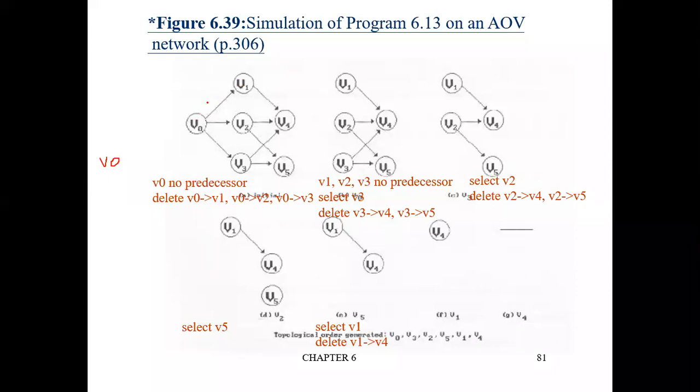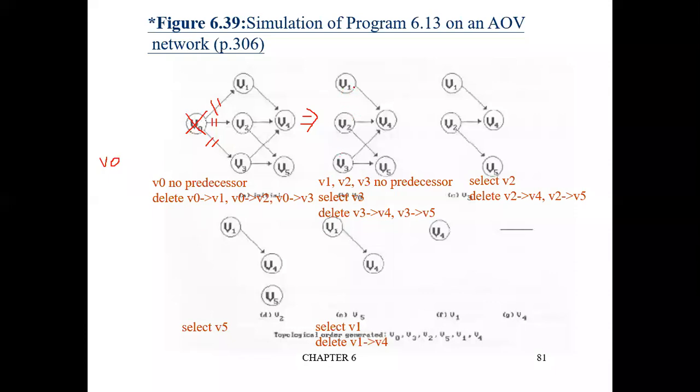There are 3 edges. One is V0 to V1, another is V0 to V2, and the last one is V0 to V3. So all these edges you have to delete. Delete this edge, this edge, this edge, and delete V0 also. Delete V0 and all its outgoing edges. Once you delete them, the graph will now look something like this. A tree is also a graph, so I can call it a graph.